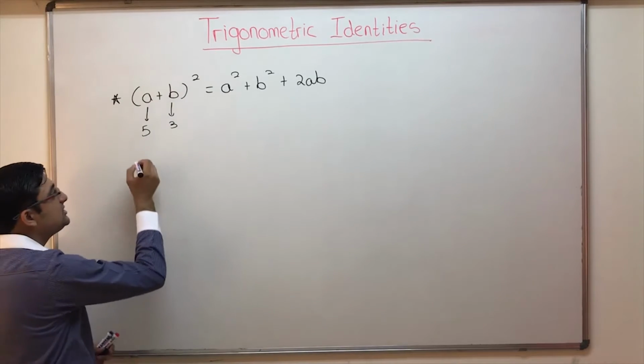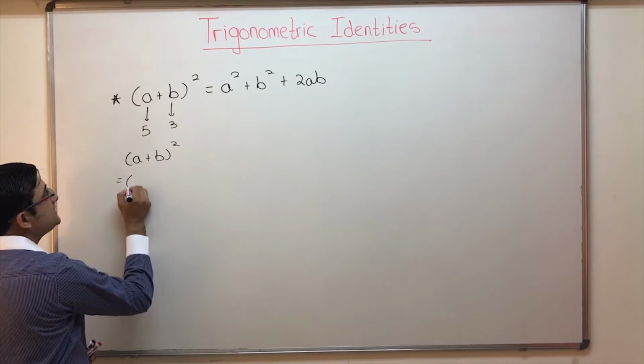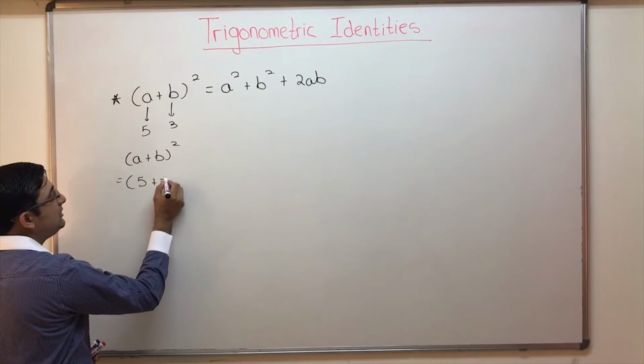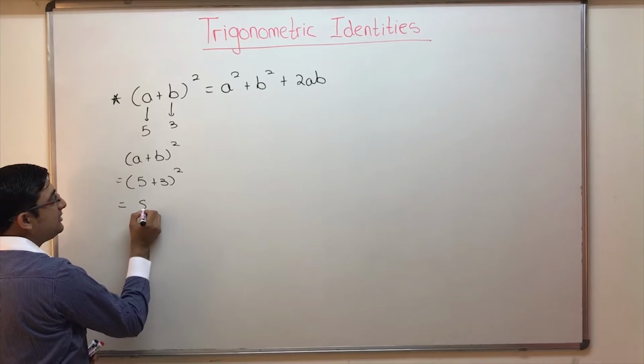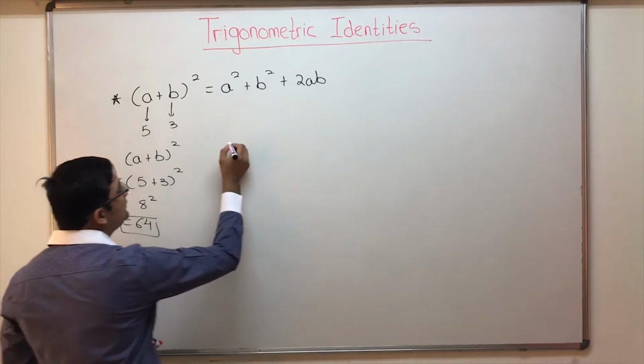So I'll solve the LHS separately. So LHS we have (a + b) the whole square. That is (5 + 3) the whole square. 5 plus 3 is 8, square. That is 64. Now let's solve the RHS.